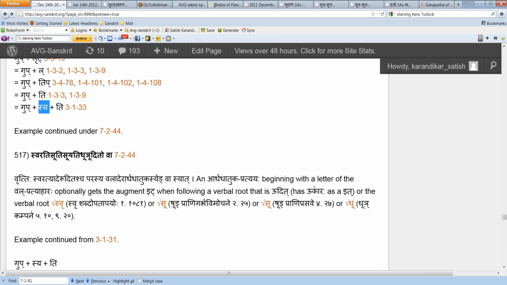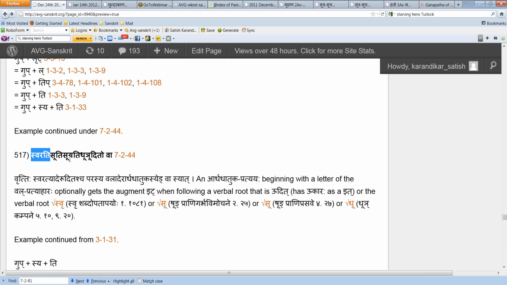First check, is it valadi or not? If it's not valadi, forget about it. There's no idagamaha. So a valadi pratyaya optionally gets the idagamaha when following a verbal root that is udit, like in this case gupu, or the verbal root svru, because it's svarati. Svarati, remember the vartikam which you saw, ikshtipav dhatu nirdeshe, ikshtipav pratyaya can be used for dhatu nirdeshe. So svarati simply means a dhatu svru.